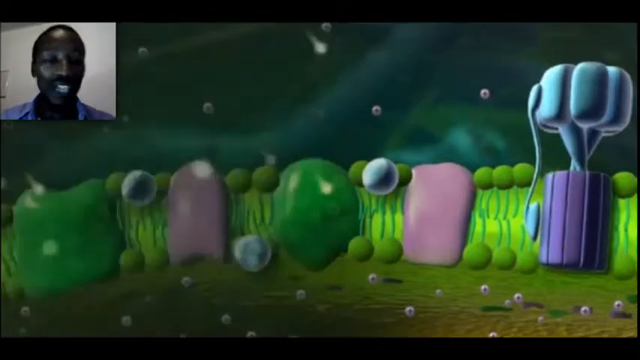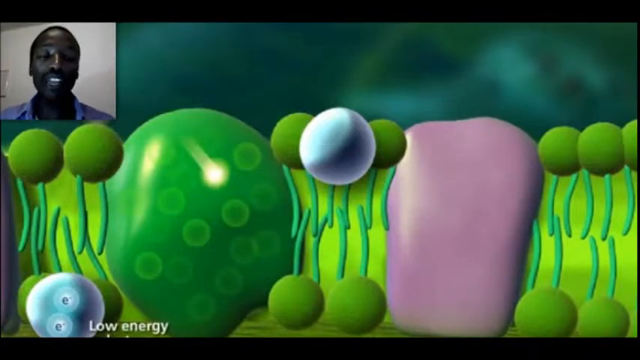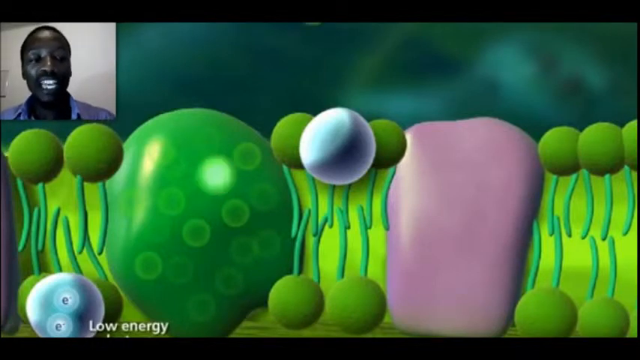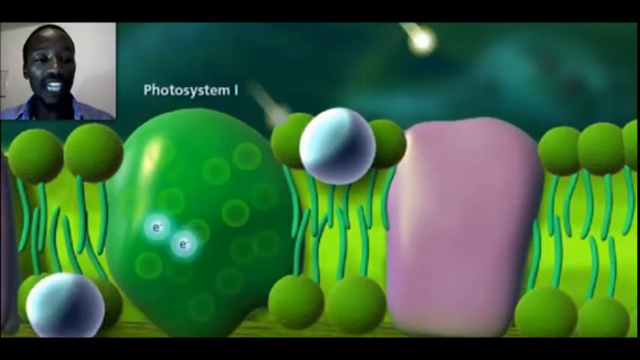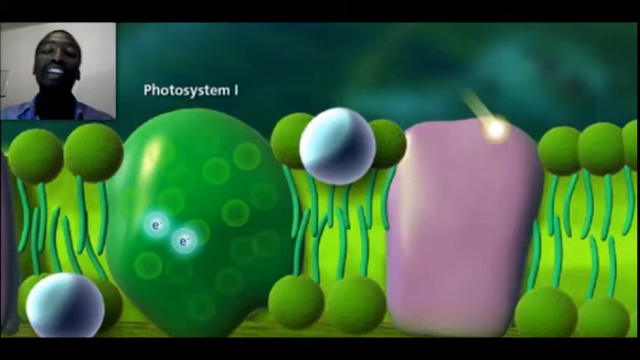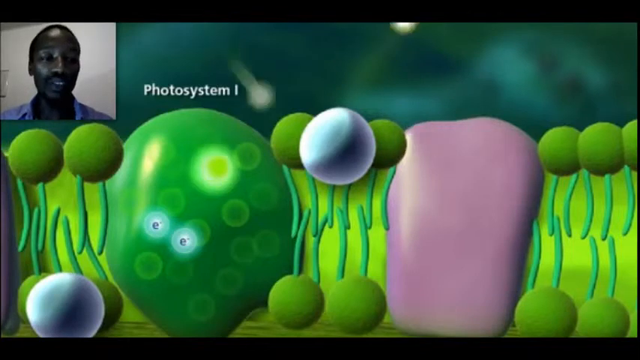Okay, so that's why we need that gradient of ions. But now we were saying that our electrons were having low energy, moving from being utilized by the b6f complex as a source of energy to transfer hydrogen ions from the stroma into the thylakoid space. Now our electrons are coming in. Now they get into photosystem 1. Photosystem 1 has the sole purpose of recharging these electrons, giving them more energy so that they can execute the same task.